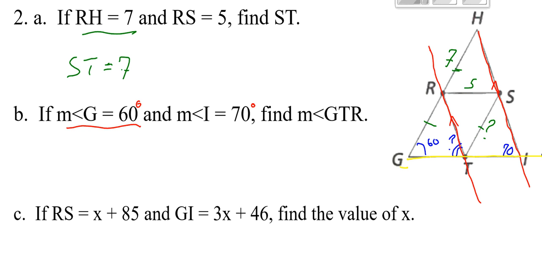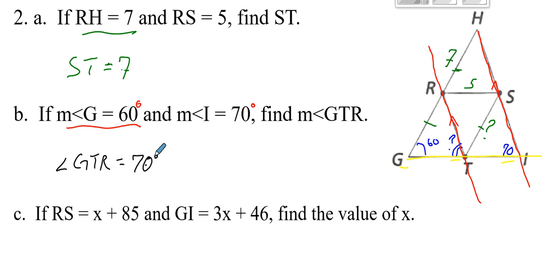Well, 70 and our unknown angle are corresponding angles. So by corresponding angles, I can see that angle GTR has to be congruent to its corresponding angle of 70 degrees.